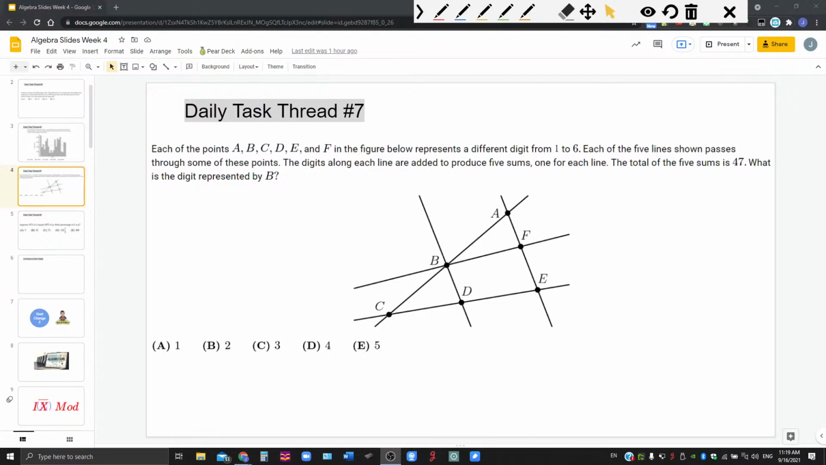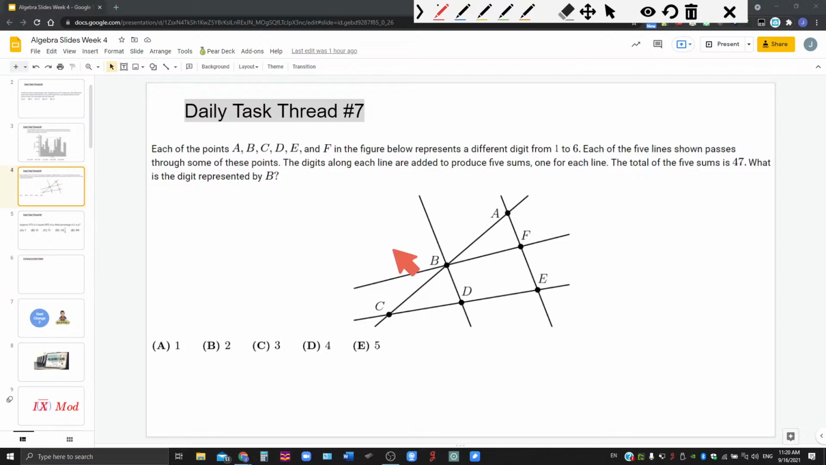Let's take a look at this question. Each of the points A, B, C, D, E, F in the figure below represents a different digit from 1 to 6. So we have 6 numbers, 1 through 6, but we just don't know which is which. Each of the 5 lines shown passes through some of these points. The digits along each line are added to produce 5 sums, 1 for each line.